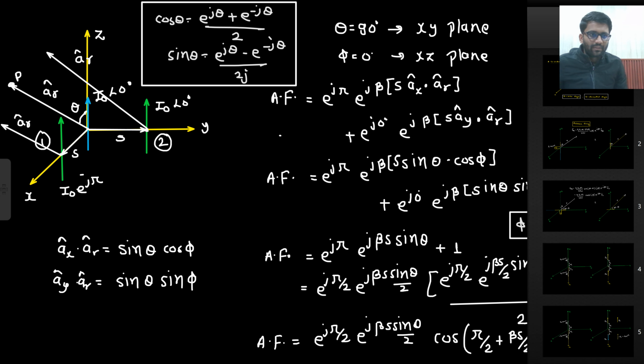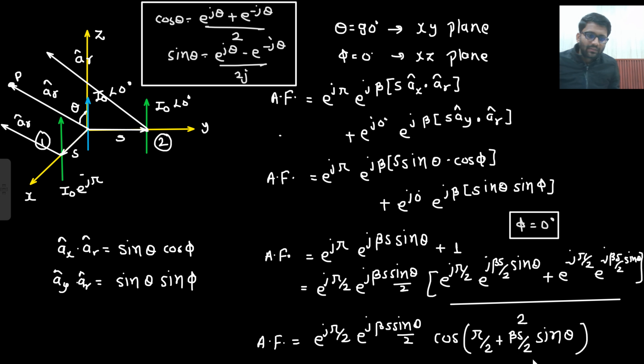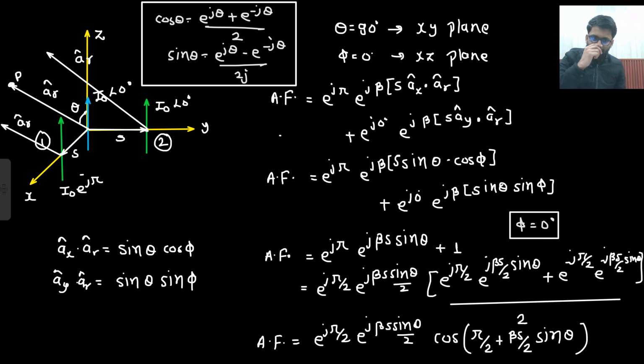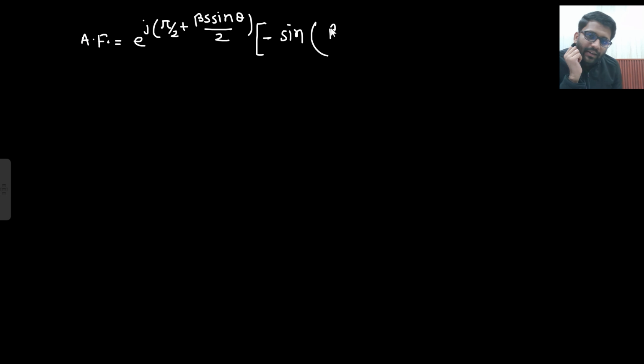For that we need to add a page. So array factor is coming out to be e to the power j pi by 2 plus beta s sin theta by 2, times cos of pi by 2 plus theta, what is that, minus sin theta, right? So minus sign is there, because cos of pi by 2 plus theta is minus sin theta, so minus sin of beta s by 2 sin theta.